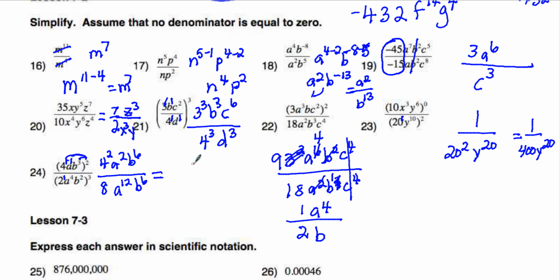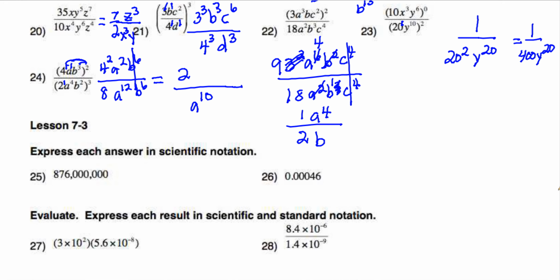Okay, so we get 16 over 8, which is going to give me 2. And then who's got more a's, top or bottom? Bottom by 10. And the b's drop out, so it's just 2 over a to the 10th for number 24. Okay, so let's go down.